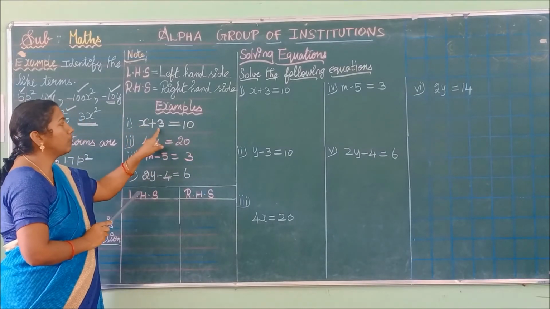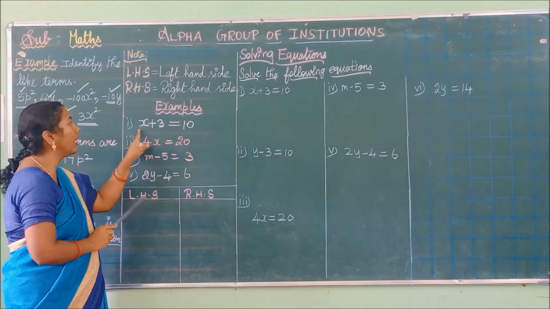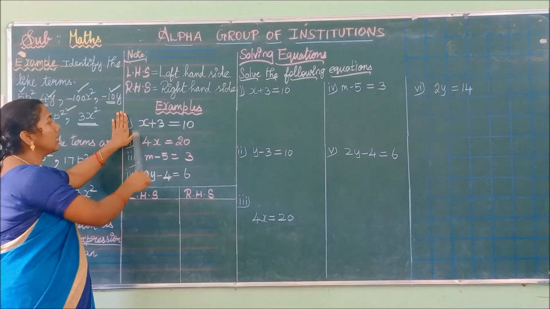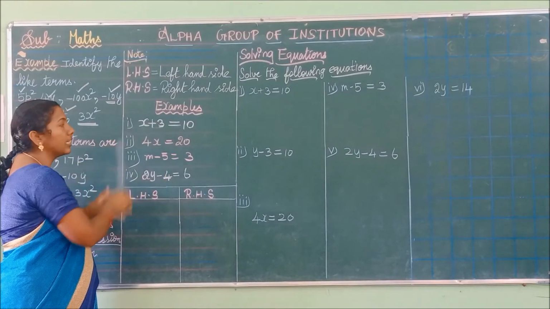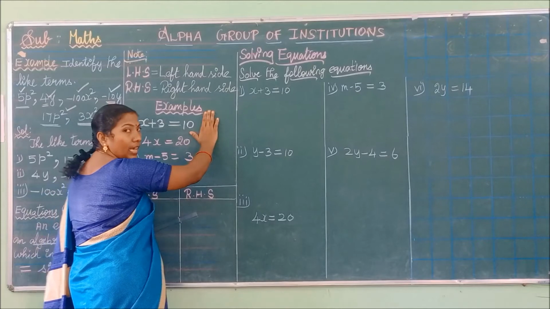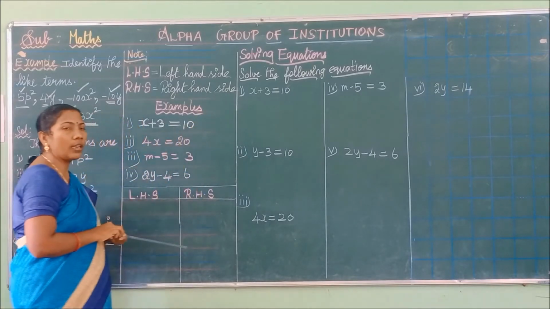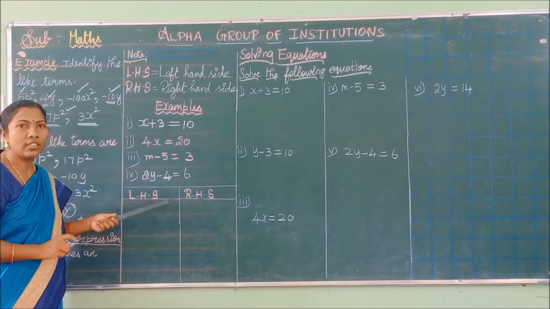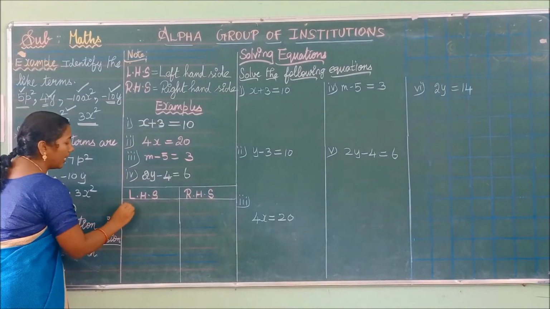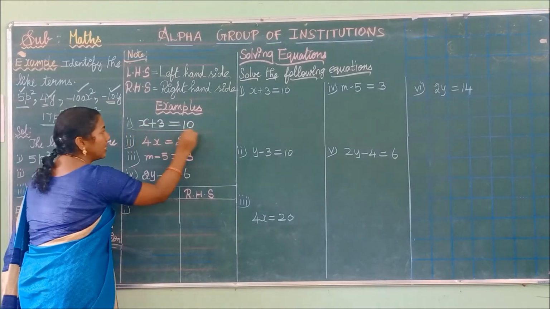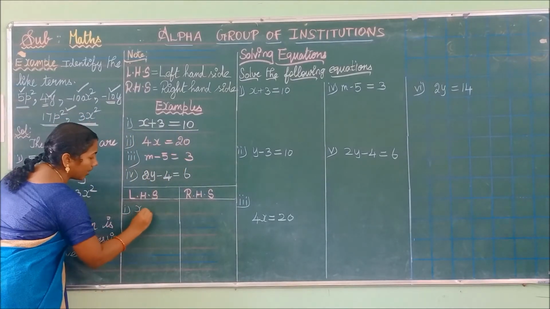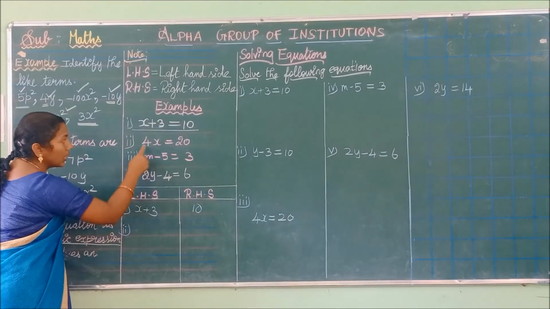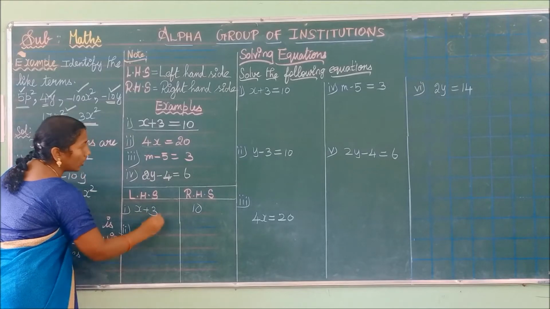See here, x plus 3 equal to 10. Here the x plus 3, which is nearer to my left hand, is said to be LHS, and 10, which is nearer to my right hand, is said to be RHS. Now we are going to write the LHS and RHS of these equations. Then you can easily find out what is called LHS and RHS. See here, in this equation, LHS is x plus 3 and RHS is 10. See the second one: LHS is 4x and RHS is 20.